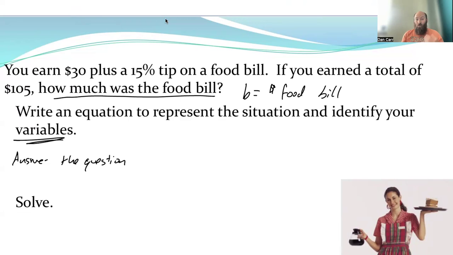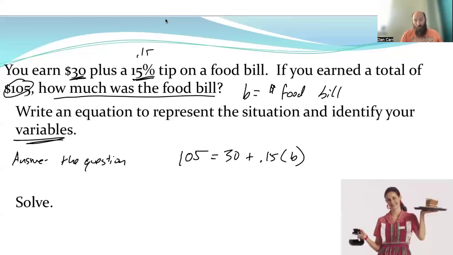Okay, so we talk about how much you earn. Well, we earned a total of $105. So if I set this up as an equation, it's going to look like this. If you earn $105, that's based on the $30 here, plus 15%, so I'm going to write that as 0.15, 15% of the food bill, like that.